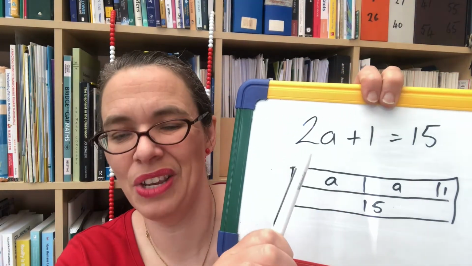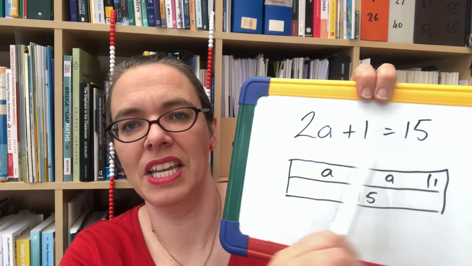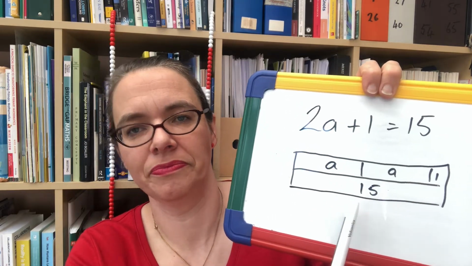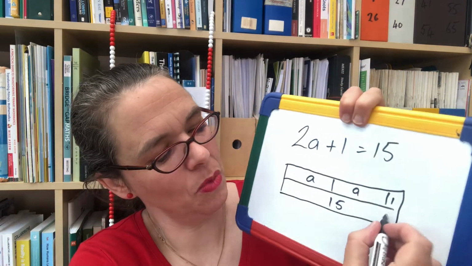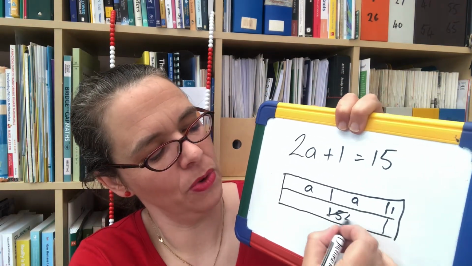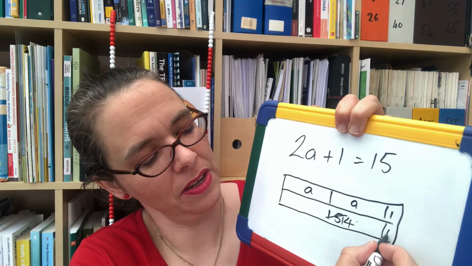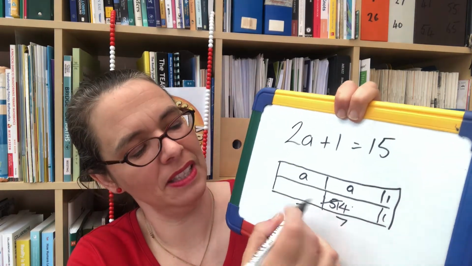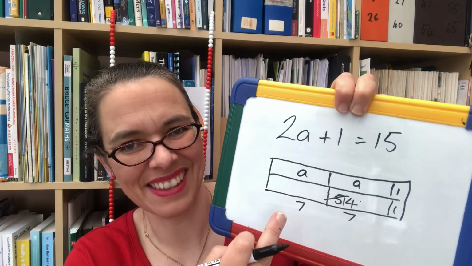So we've got 2a add 1 is 15. So a add a add 1 is 15. And then we can slice the 1 off. So that's going to become 14, add 1. And then we slice this in half, and each of those halves will have to be 7. Therefore, a is 7. The diagrams are a little more tricky with subtractions, but they are doable. Let's look at one now.